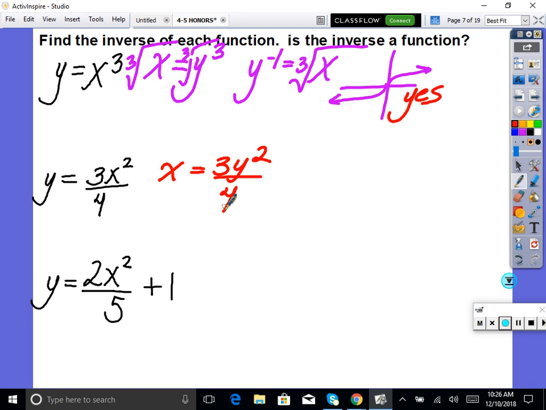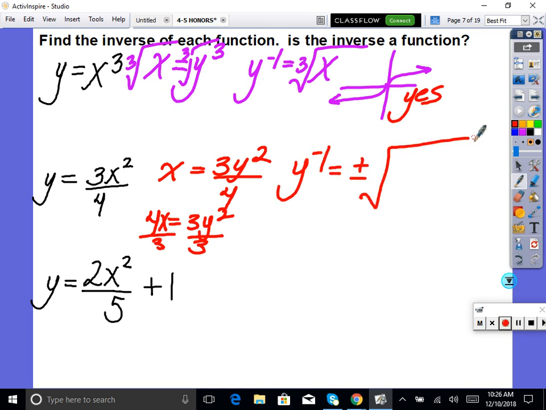Get y alone. Times by 4. So we have 4x equals 3y squared. Divide by 3 next, right? Then we would take the square root. So we have y inverse is equal to plus and minus the square root of 4y over 3.